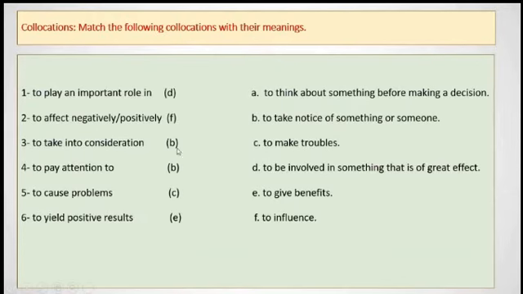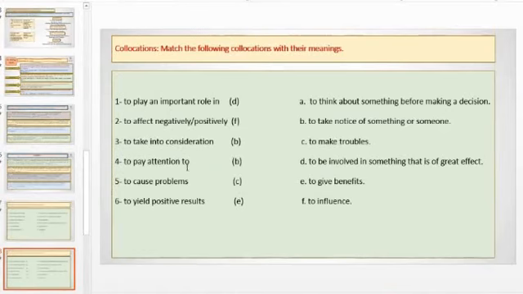I think there is a mistake here. Yeah? Number two, number four to pay attention to is... there is a mistake here. Yeah. There is a mistake here. This one is not B. It's A. Yeah. It's A.